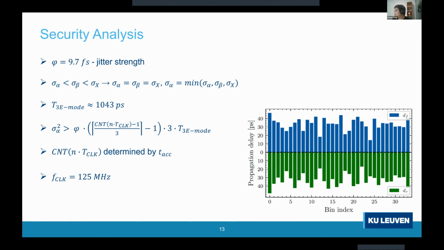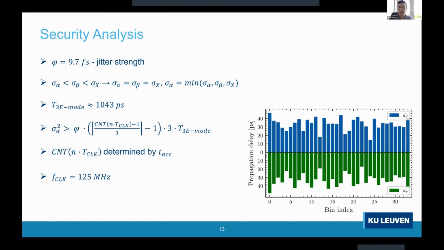Okay. And my second question is that we all know that the period jitter is highly influenced by the voltage and the temperature. So I'm wondering, can you expect similar jitter strength under different temperature or voltage?